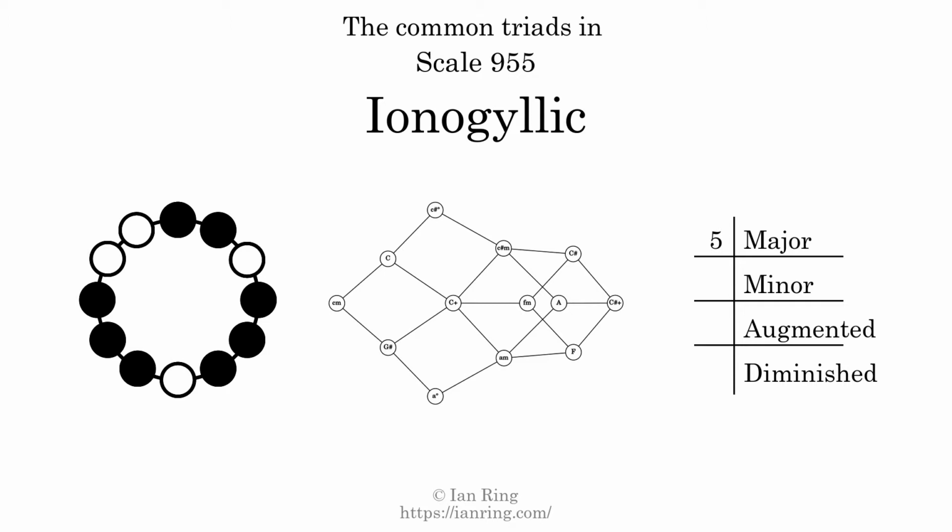There are 5 major triads. There are 4 minor triads. There are 2 augmented triads. There are 2 diminished triads. Here is a Hamiltonian path of parsimonious voice leading that uses all the triads.